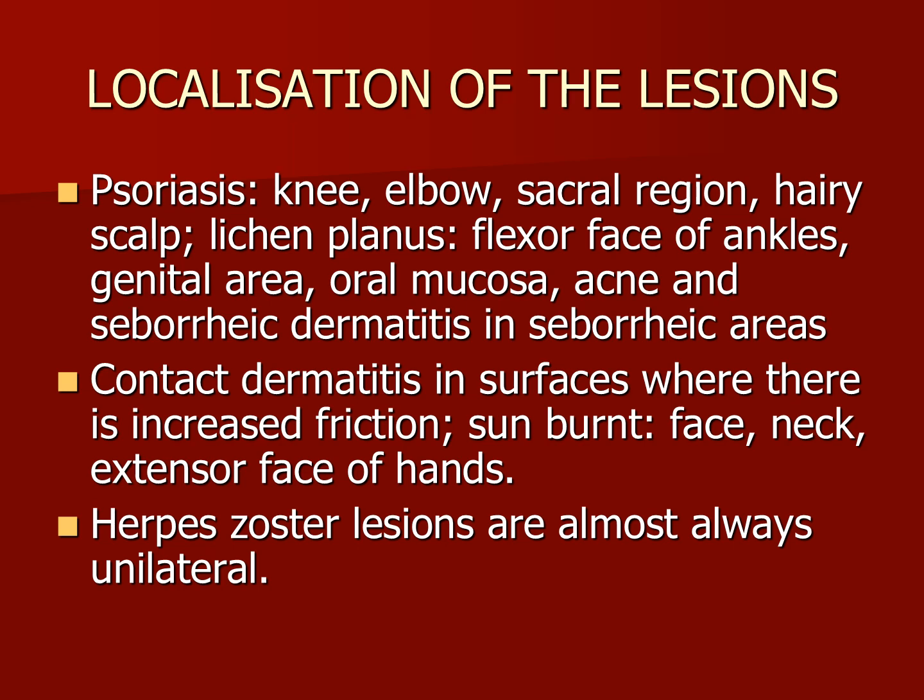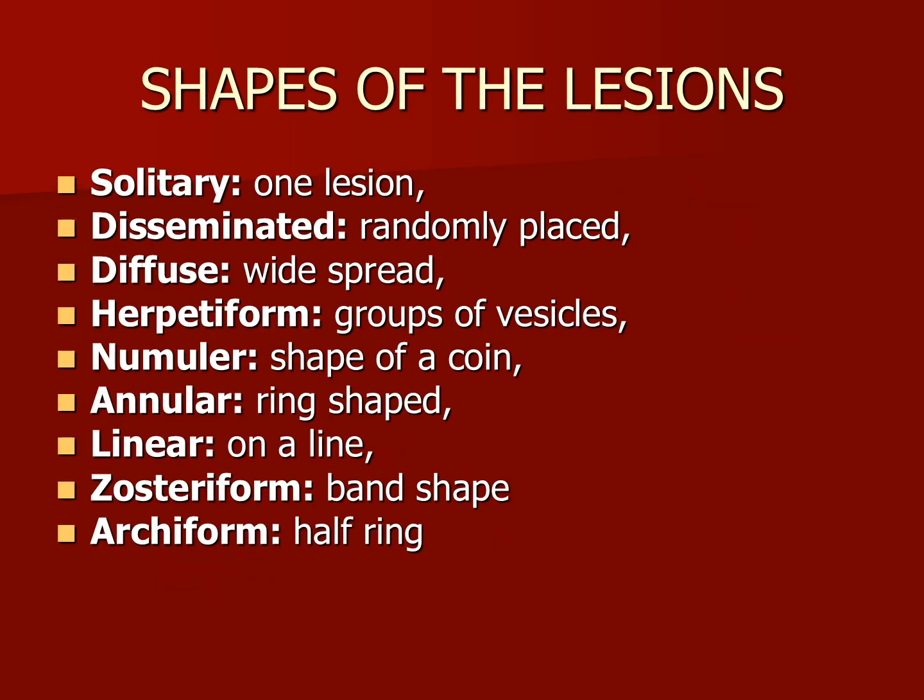Contact dermatitis may involve very widespread places. When contact takes place on the same place, it can be characterized by a lesion. In case of sunburn, the face, neck, and extensor surface of the hands are involved. Herpes zoster lesions are almost always unilateral. The shapes of the lesions may be solitary, disseminated, diffuse, widespread, herpetiform, or groups of vesicles. Solitary is one lesion. Nummular is the shape of a coin.